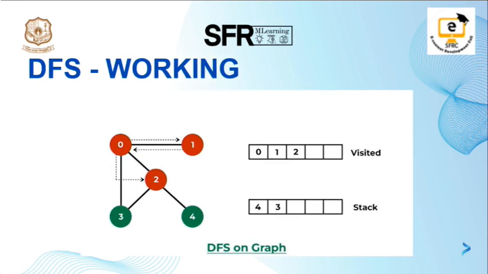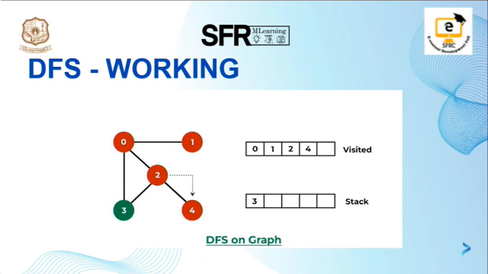Then node 2 is the top of the stack. So, visit node 2 and pop it from the stack, and push all of its adjacent nodes which are not visited, that is 3 and 4, into the stack. Then node number 4 is the top of the stack. So, visit node 4 and pop it from the stack and push all of its adjacent nodes which are not visited into the stack.